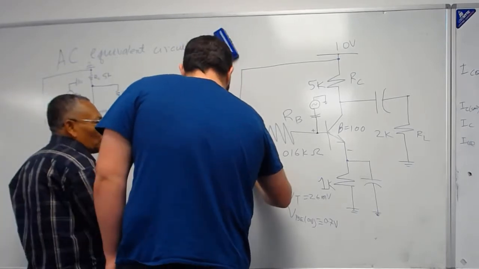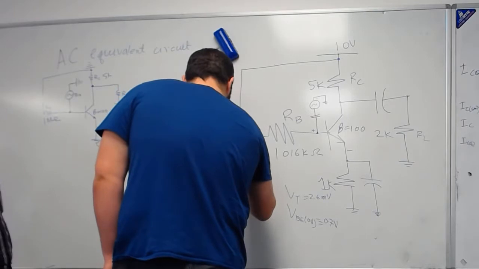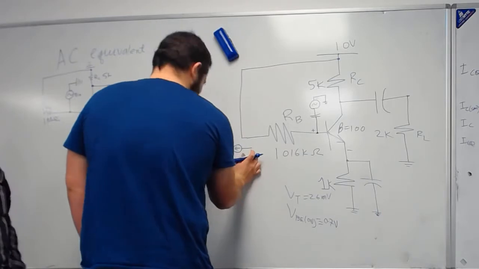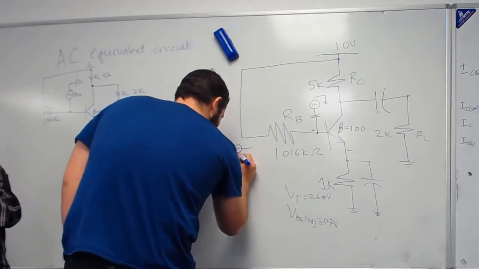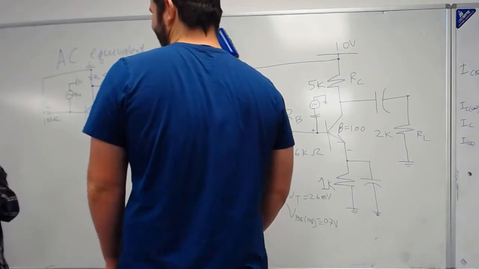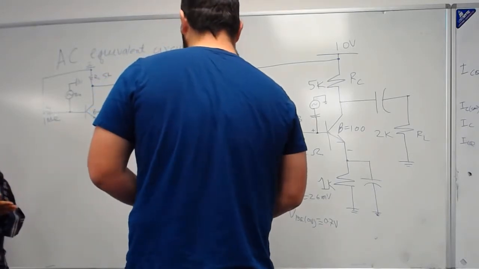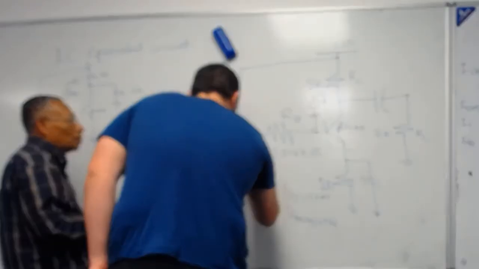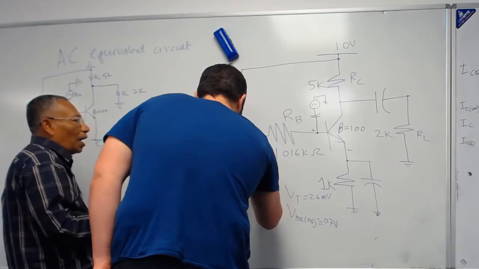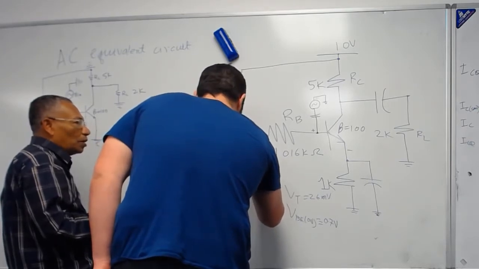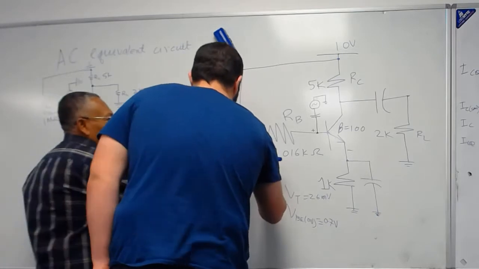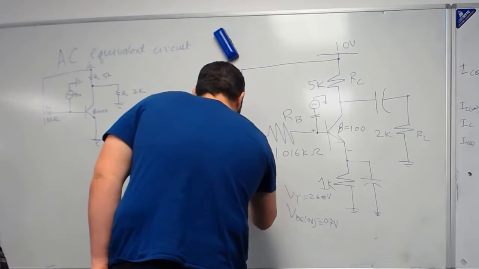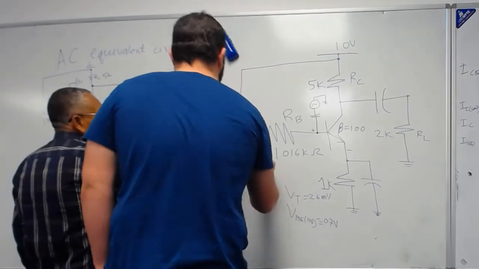Small i, small c, because everything must be lowercase. When I say small i, small c, I mean lowercase, I don't mean very small. So this is equal to what? Beta ib, everything lowercase, because you're talking about small signal, equal to gm vb.